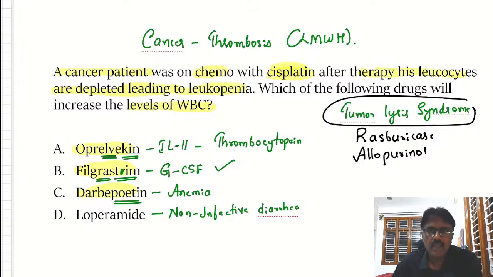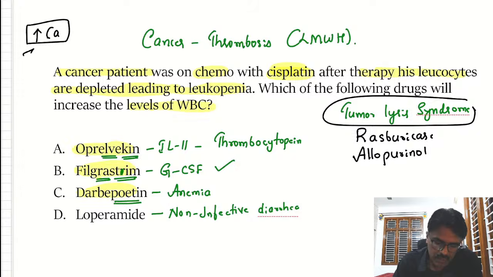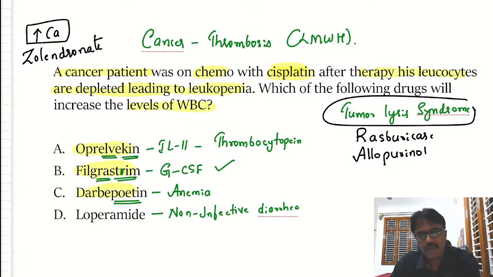Again, another complication when you treat a cancer is the calcium goes up. It is called hypercalcemia of malignancy. If calcium goes up, then we use a drug called zoledronate, which belongs to bisphosphonates. We can give them. So these are the common adverse effects of anti-cancer drugs, and how you manage them is frequently tested.